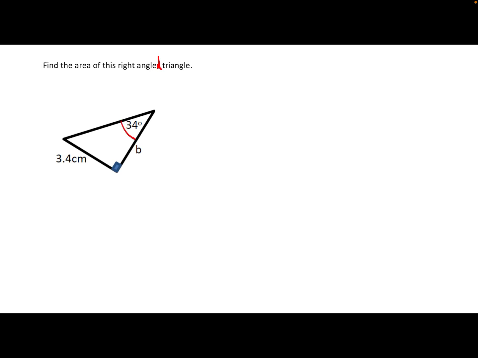Because what we can do, because it's a right angled triangle, remember the area of a triangle is equal to the base times the height, and then you halve it. Problem is, I know that 3.4 is the base. What I don't know is what the height is. I could have done it the other way around actually, but it doesn't really matter. But I can use trigonometry to find it out.